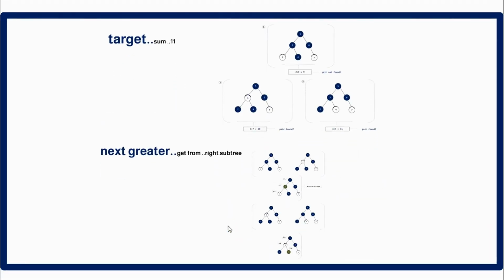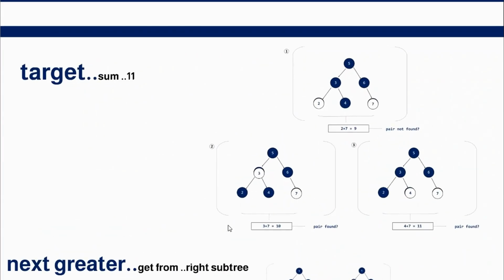So initially the smallest element is 2 and the greatest element is 7. If we sum 2 and 7, it is 9. So 9 is less than the target sum 11. Since the sum 9 is less than 11, we'll move the smallest pointer to the next greater element. The next greater element of 2 is 3.